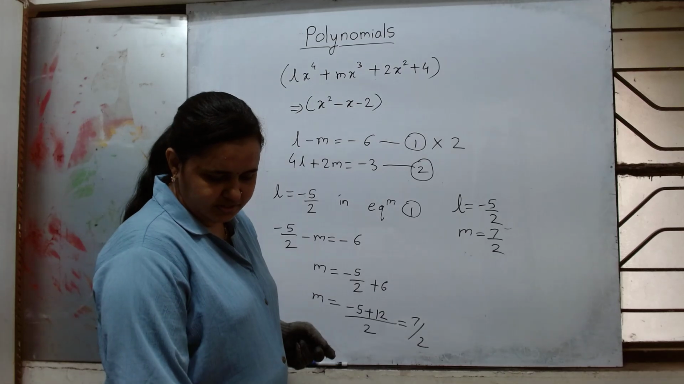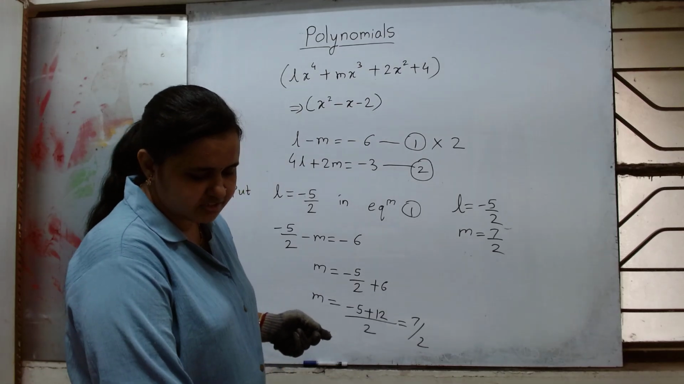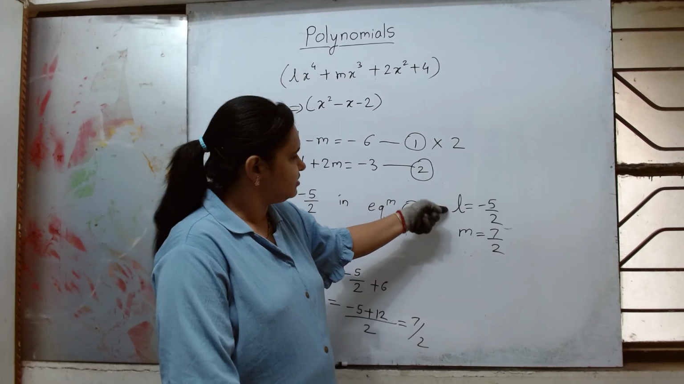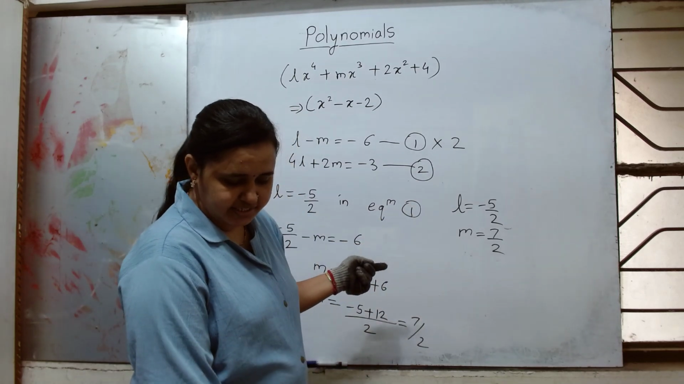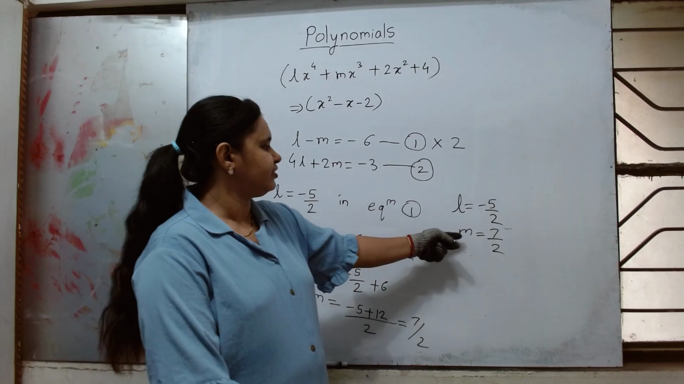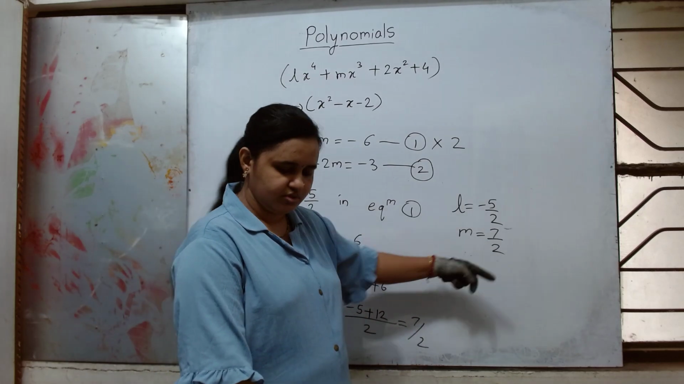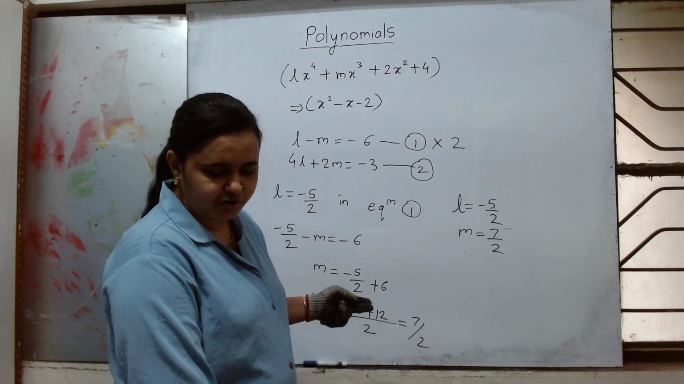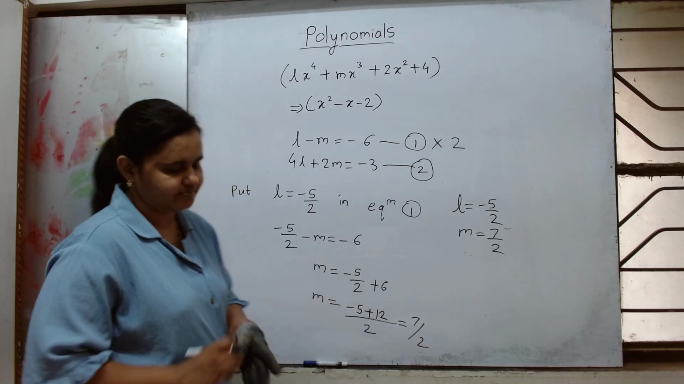So for B, we have been asked the value of L. So it is minus 5 by 2. That is option P. For the third, C, the value of M is asked. The value of M is 7 by 2. So it is option Q. For C it is option Q, and for B it is option P. Okay.